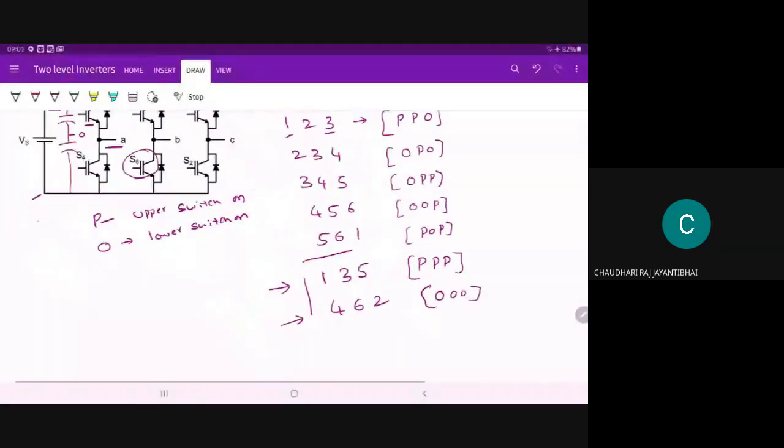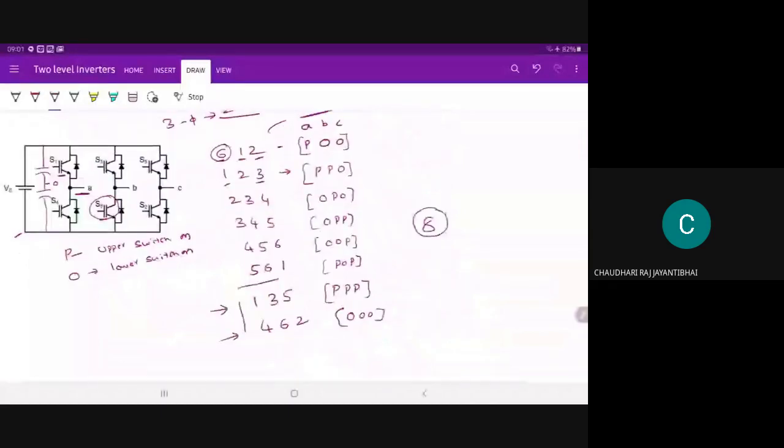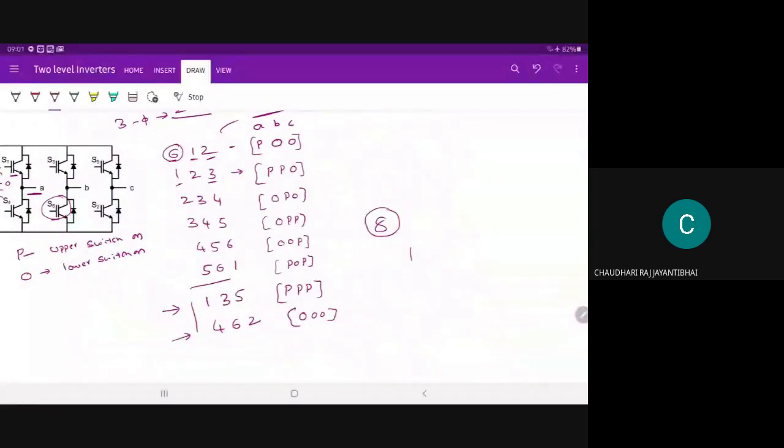So what is the corresponding voltage here? We'll discuss this. So in total we have 8 switching states. How many possibilities are there? It is 2 to the power of 3, since it is 3-phase, so that is 8 possibilities. So we covered everything, starting from 000 to PPP. Clear? So this is how these things will be. Is it clear?